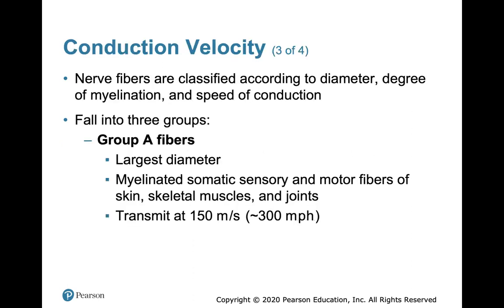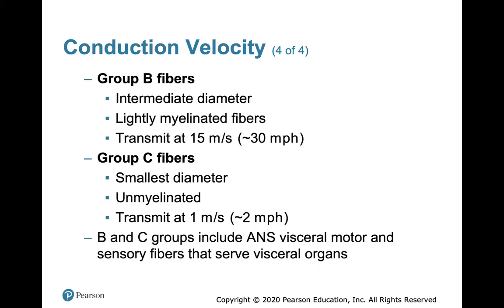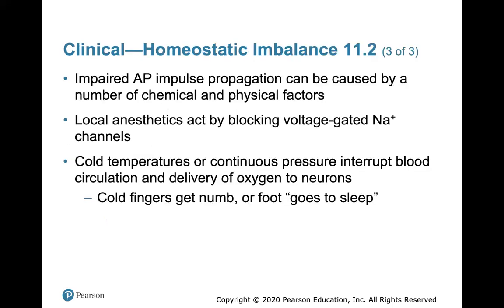So, conduction velocity: nerve fibers are classified according to their diameter, degree of myelination, and the speed of conduction. Group A fibers are the largest diameter, myelinated, so these will have the fastest transmission. Groups B and C work our way down from intermediate to smaller, so they will be a little bit slower, and they will serve visceral organs.